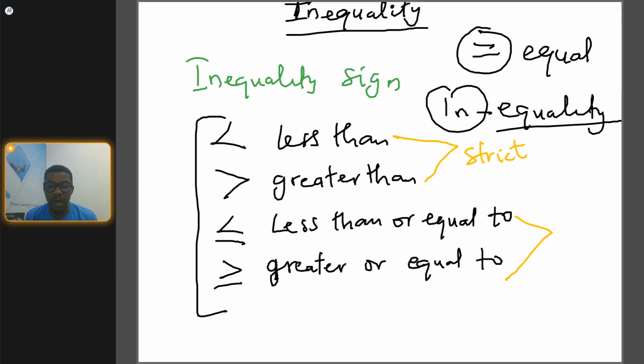These are called the strict inequality signs, and these are called the weak inequality signs. So inequality signs are categorized into two: the strict inequality sign and the weak inequality sign. All right. Now let's proceed to inequality in one variable.